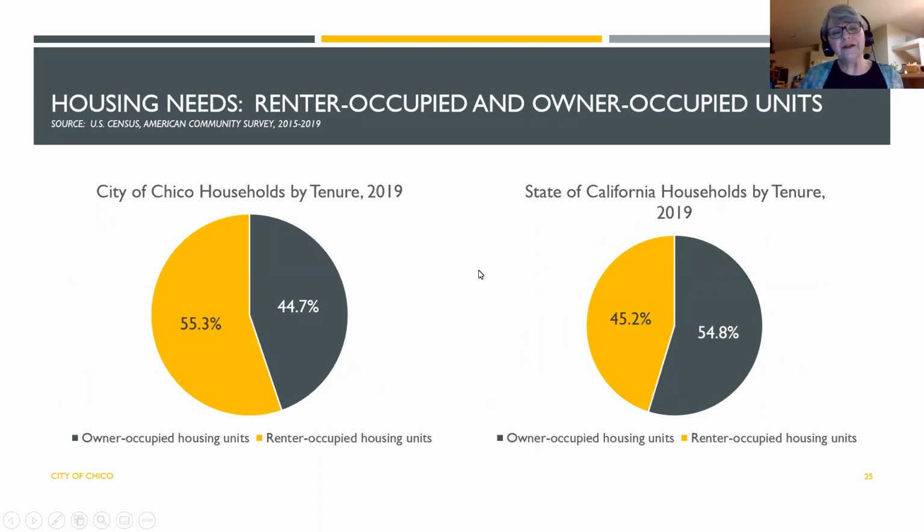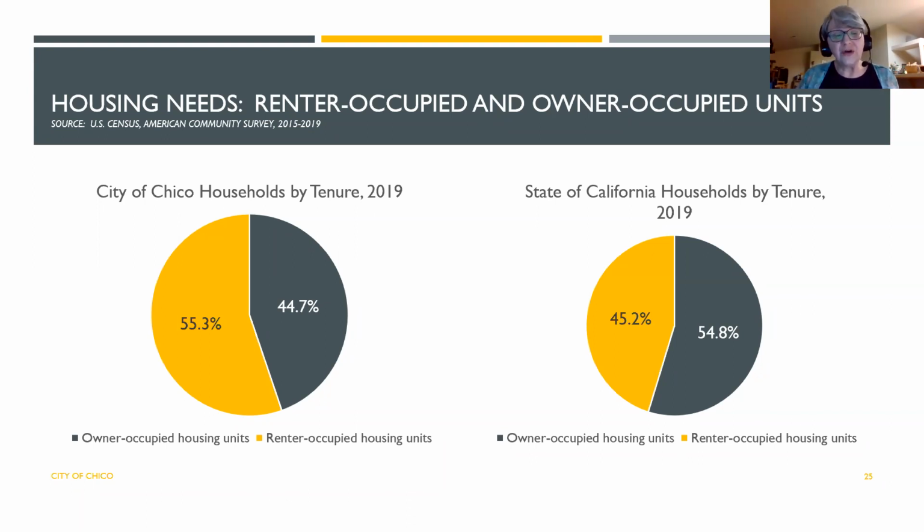Also, when we compare the city of Chico to the state of California in terms of households by tenure, whether they're renter occupied units or owner occupied units, the numbers you see here have also been true for Chico for quite a few years, where Chico actually has 55.3% of housing units occupied by renters and 44.7% that are owner occupied housing units, and almost the reverse is true for the state of California overall.